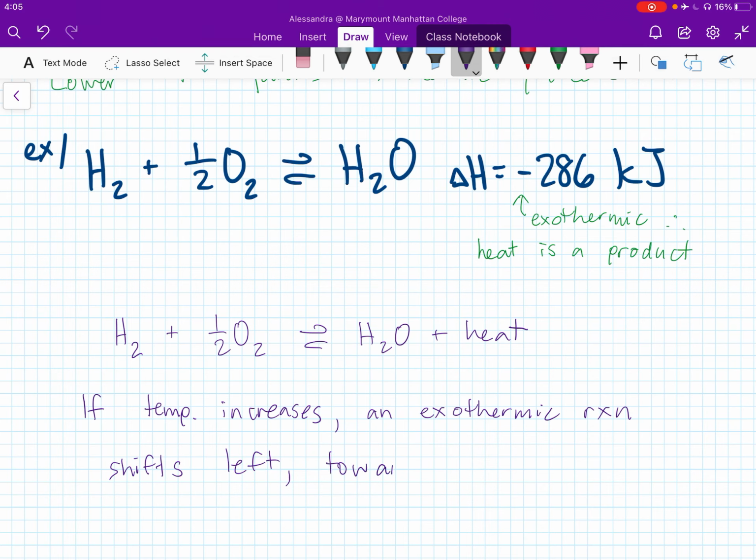towards the reactants. Okay, so since heat is a product, increasing the temperature adds more heat and it pushes the reaction to the left. We can also say the opposite. If temperature decreases, an exothermic reaction is going to shift to the right towards the products. And if it's an endothermic reaction, we would treat heat as a reactant. So for an endothermic reaction, if temperature increases, that reaction is going to shift towards the products, to the right, towards the products.